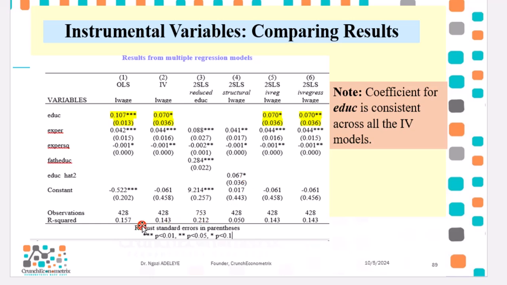You can also see that comparing OLS R squared and those using IV estimates, the OLS R squared is quite higher than the IV estimates, okay? Quite higher. The only difference that we have here is for the reduced equation, the reduced model. The R squared is the highest at 0.212. But overall, OLS shows to have higher R squared compared to IV models.